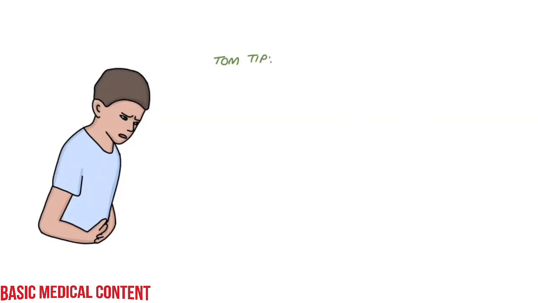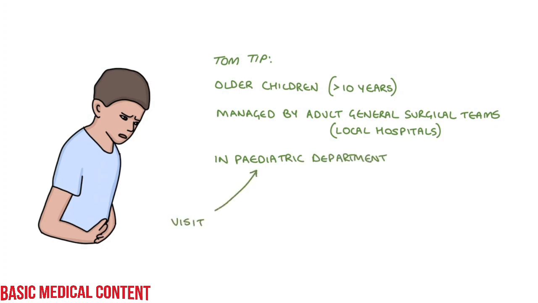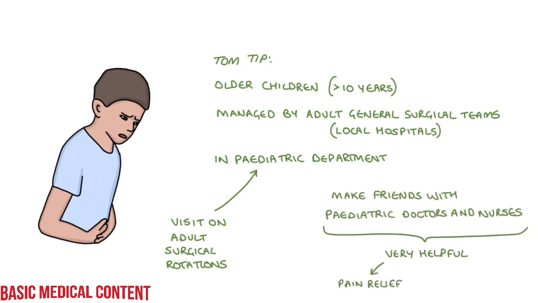A final Tom tip for you: older children, for example those aged above 10 years, will often be managed by adult general surgical teams at local hospitals, provided there is a pediatric department in the hospital. This means you may end up visiting the pediatrics wards whilst on your adult surgery rotations. It's worth making friends with the pediatric doctors and nurses, who can be very helpful if you're unsure about pain relief or IV fluid prescriptions in children, as this is quite different to adults.